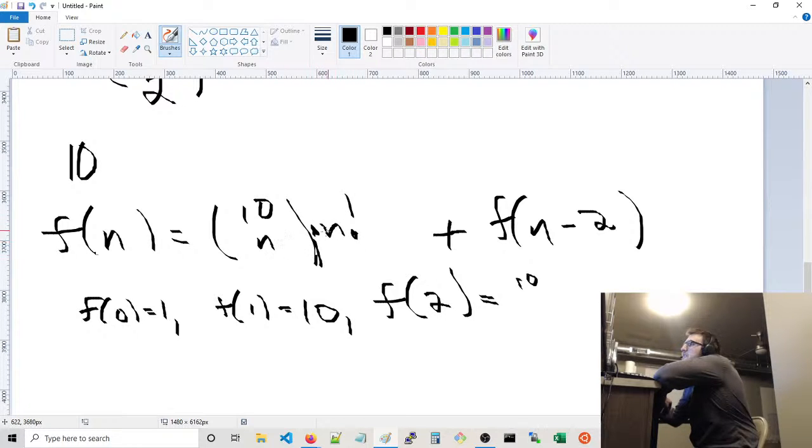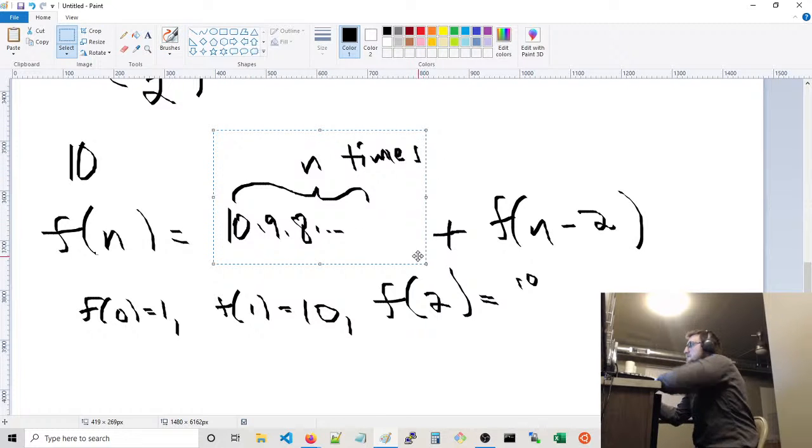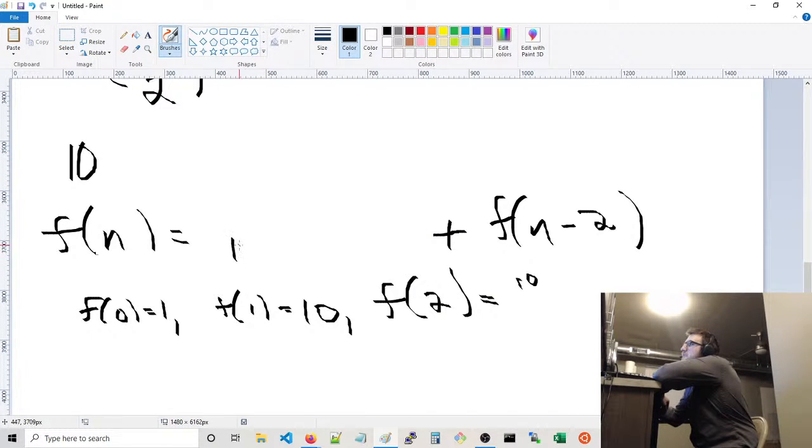N factorial. It's kind of like 10 times 9 times 8 times dot dot dot, and this is going to be n iterations. So it's kind of a falling factorial. Permutations of a certain size. It's really a number of permutations. This is also referred to as 10 permute n.